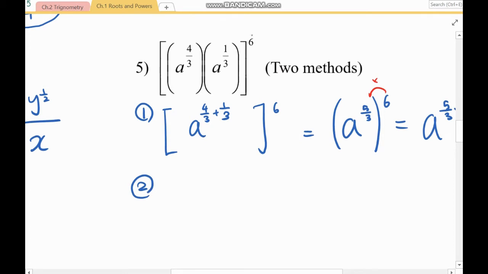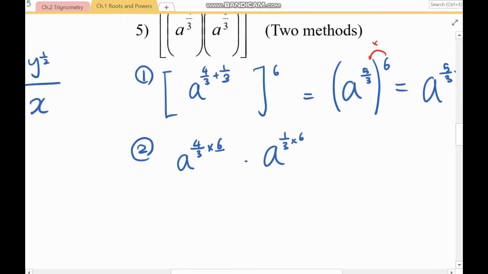Next, second method, you distribute it. A to the power of 4 over 3 times 6, A to the power of 1/3 times 6. 6 is the same as 6 over 1. Here, 1, 2, you reduce it. Then it becomes a to the power of 8.